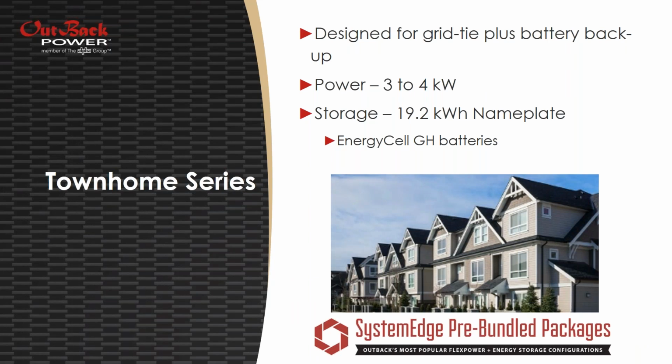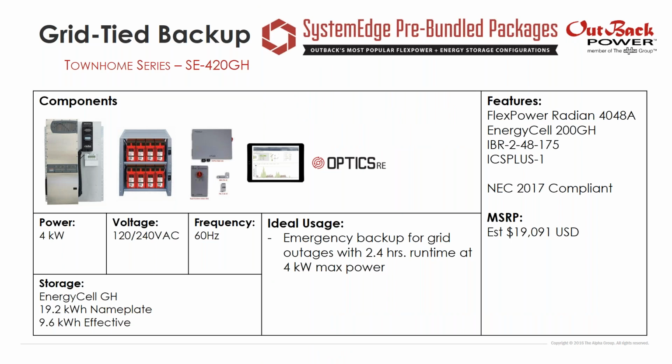Our entry level, or our smallest package there, is our Townhome series. This is a 4 kilowatt FLEXpower system built around our Radian inverter, which has dual AC inputs, so it makes it really easy, unlike some of our competitors' products, to integrate a generator safely and easily into the system for extended resiliency in the customer's power system. So if they are concerned about longer term outages and they have a generator or would like to add a generator system, it's very easy to do that.